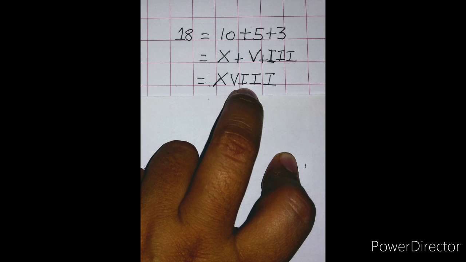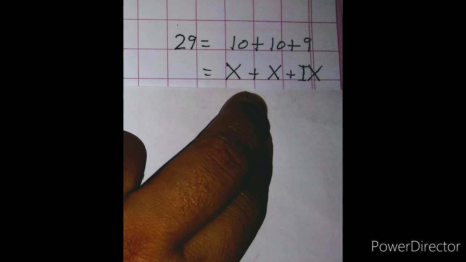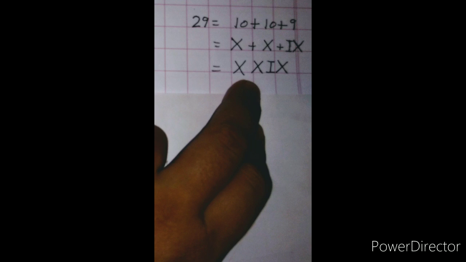The next example is 29. We will split it into tens, 10 plus 10 plus 9. We know how to write 10. For 10 we have the alphabet X. And another 10 it's X, and for 9 we will write IX. So the whole number will become XXIX. That's how we have to write these Roman numerals.